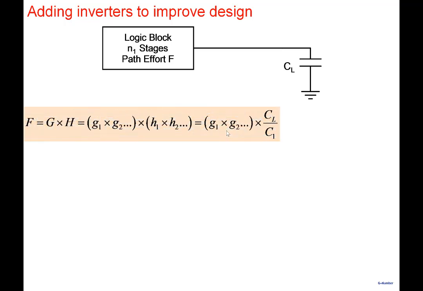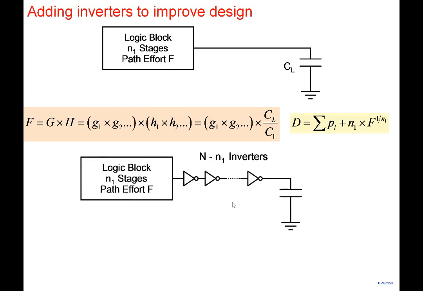Now, this is the method, you'll find F is equal to G into H and all that. The delay will be sigma Pi plus N1 into F to the power 1 over N1. So that's the overall delay of this particular block here. Now what we are asking is, can we introduce a chain of inverters here? Can we use a chain of inverters and obtain a lesser delay?